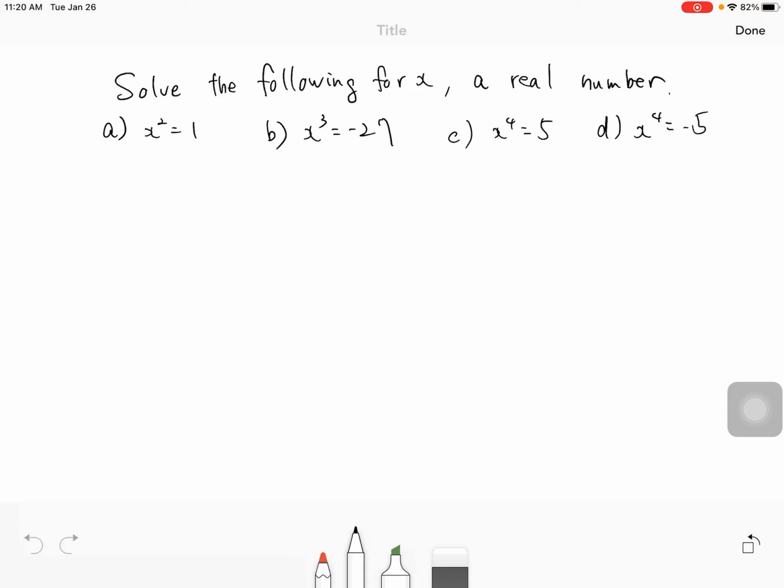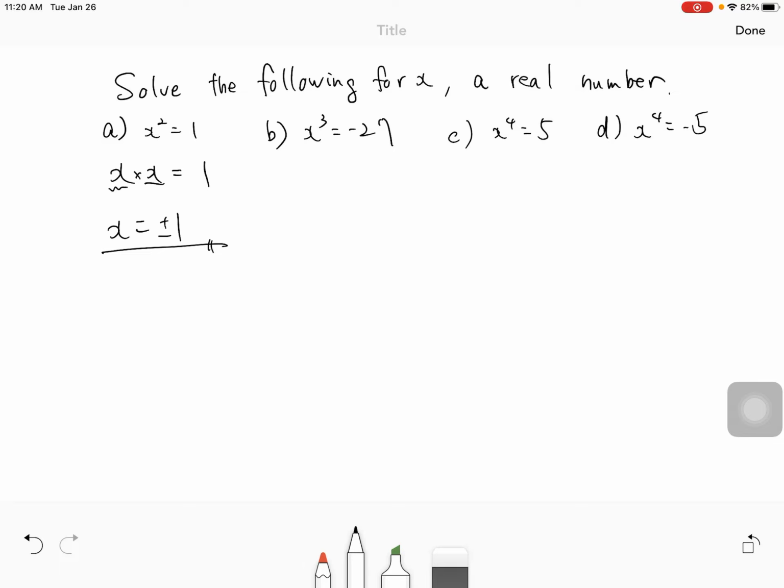x squared equals 1. It might be a bit easy for you, but let me do it properly first. So this means you need to find what times what is going to be 1. And this number has to be the same number. Then x can be 1 or negative 1. The square of these two numbers is going to be 1, so this is the answer.